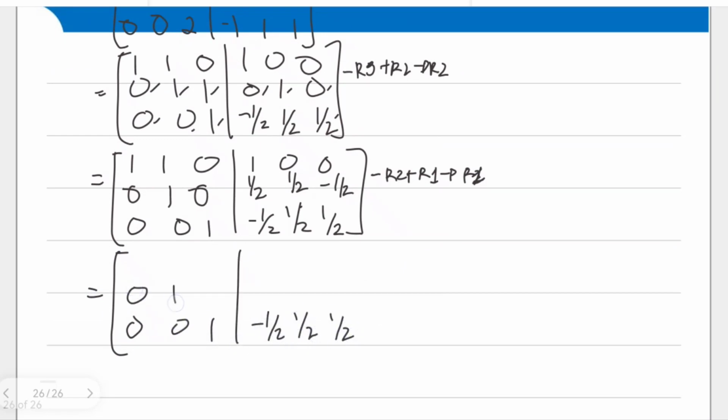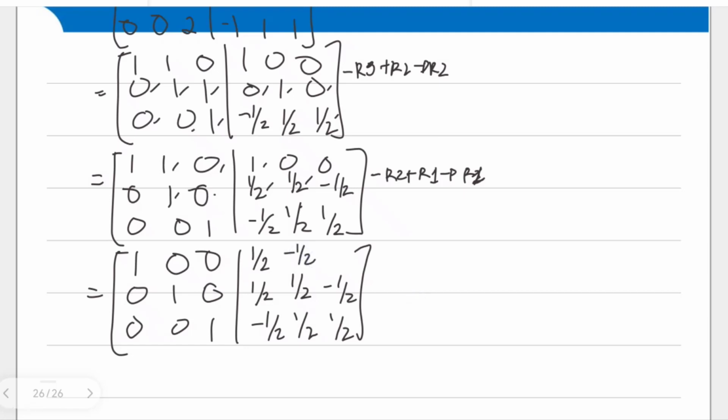Second row is also just the same. Positive 1 half, positive 1 half, negative 1 half. But the first row will still be 1. Negative 1 times 1 plus 1, 0. Negative 0, so 0, 0 as well. Okay, here, negative 1 times 1 half is negative 1 half plus 1, positive 1 half. Negative 1 times 1 half is negative 1 half plus 0, negative 1 half. And negative 1 times negative 1 half is positive 1 half plus 0, so positive 1 half.